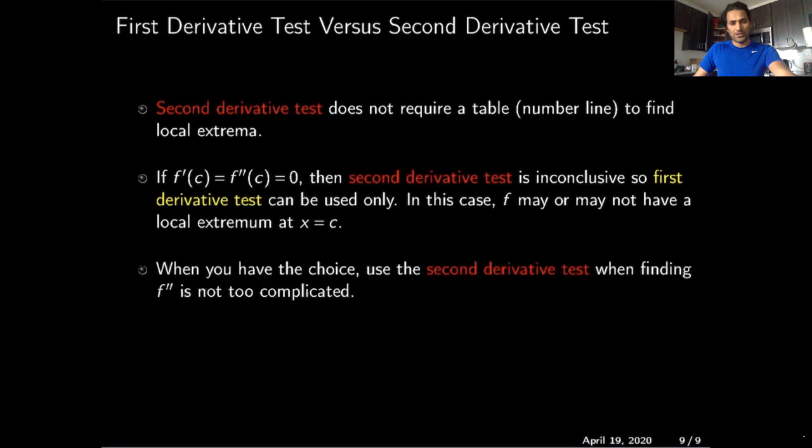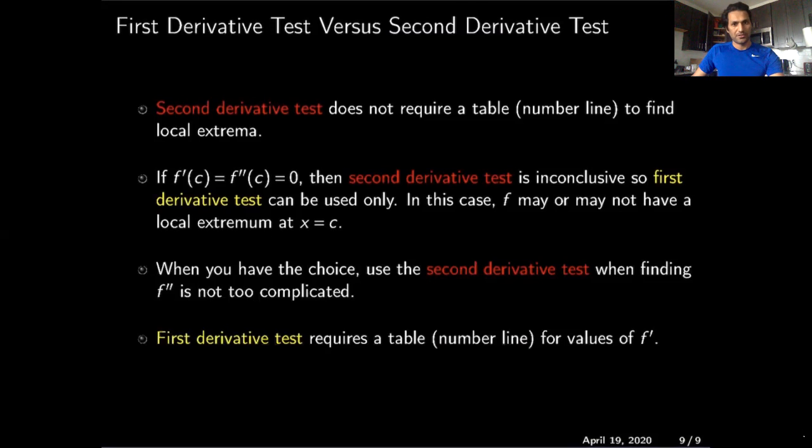When you have the choice, use the second derivative test when finding f double prime is not too complicated, because it will require fewer calculations, especially if your function is a polynomial function, because the second order derivative of a polynomial is easier to calculate. And the first order derivative test requires a table and number line for the values of x. So this is different from the second order derivative test.